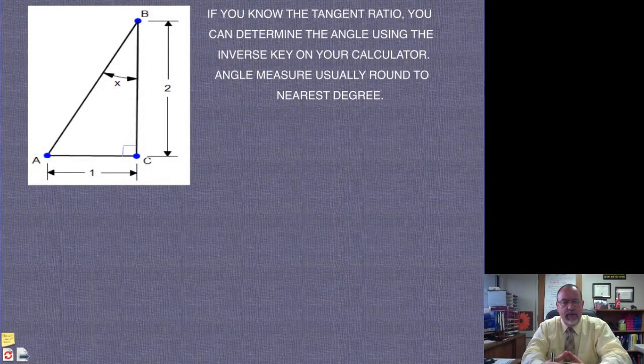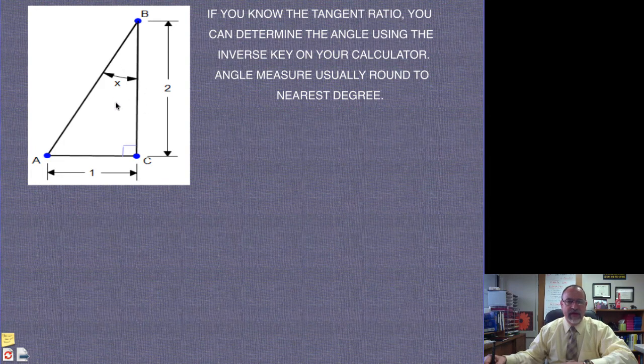Geometry, Chapter 8, and I want to look at how to solve a tangent ratio when the angle is the missing variable. We talked about how to solve for the opposite side if the adjacent side is missing, or how to solve for the adjacent when the opposite's missing. And we also talked about how to solve for an angle when the angle is missing, but I want to review that for you.